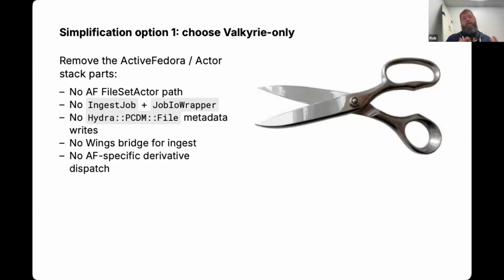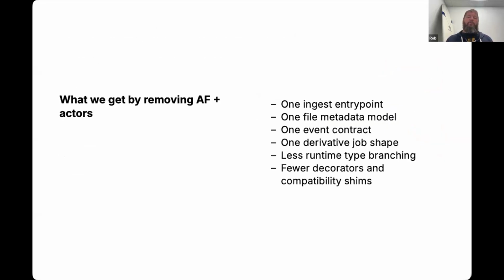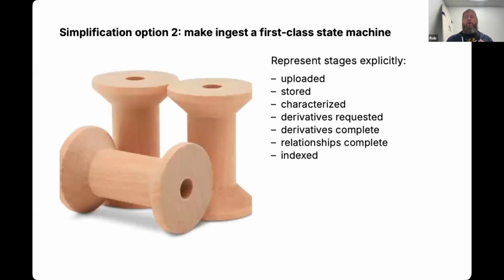So this would be a significant reduction in the total code that's being maintained. We would then have one ingestion entry point, one file data model, one events structure, one derivative job shape. So there's less branching and rejoining of things throughout and fewer compatibility shims. That's probably the biggest, most controversial one.